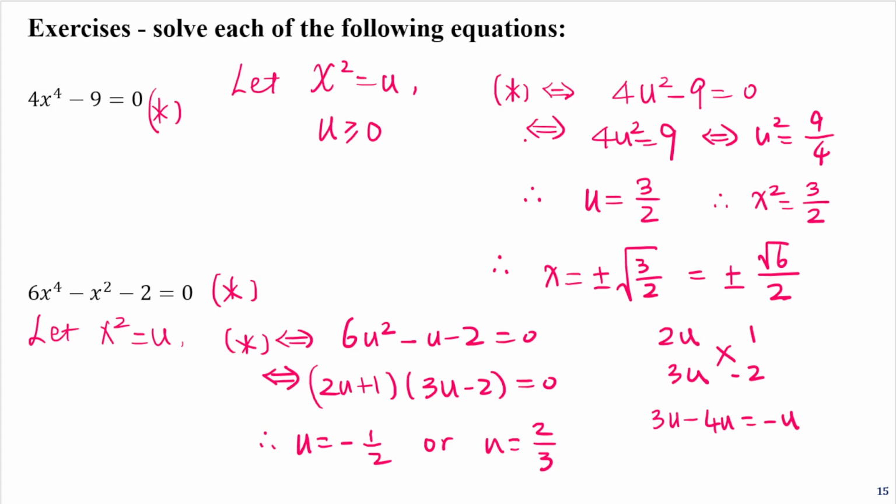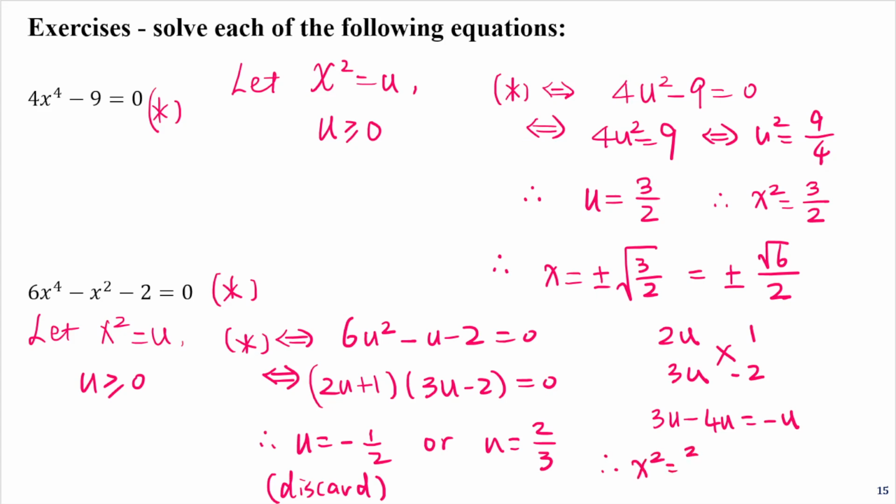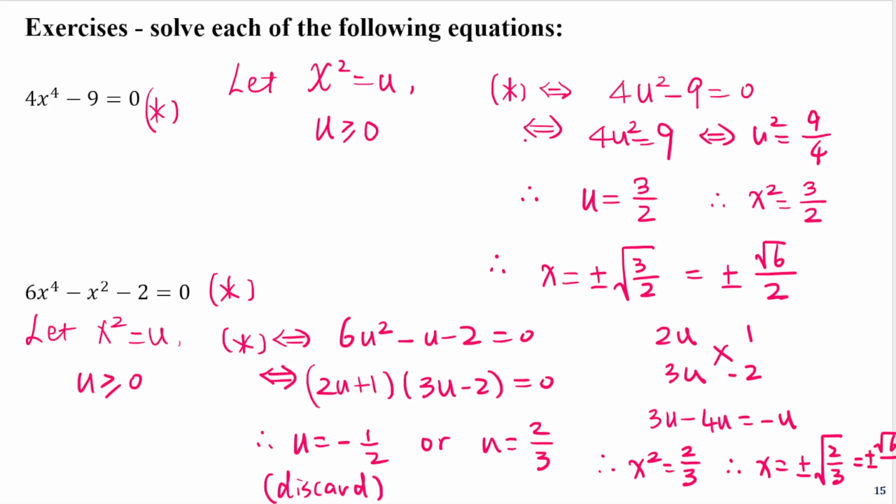But be careful, again, x is a real number and x squared equals u, so u must be greater than or equal to 0. So this is not possible, so we need to discard this solution. u cannot be a negative number. Therefore, u can only be 2 over 3. Therefore, we know x squared equals 2 over 3. So x equals either positive or negative square root of 2 over 3, which is either positive or negative square root 6 over 3, right?